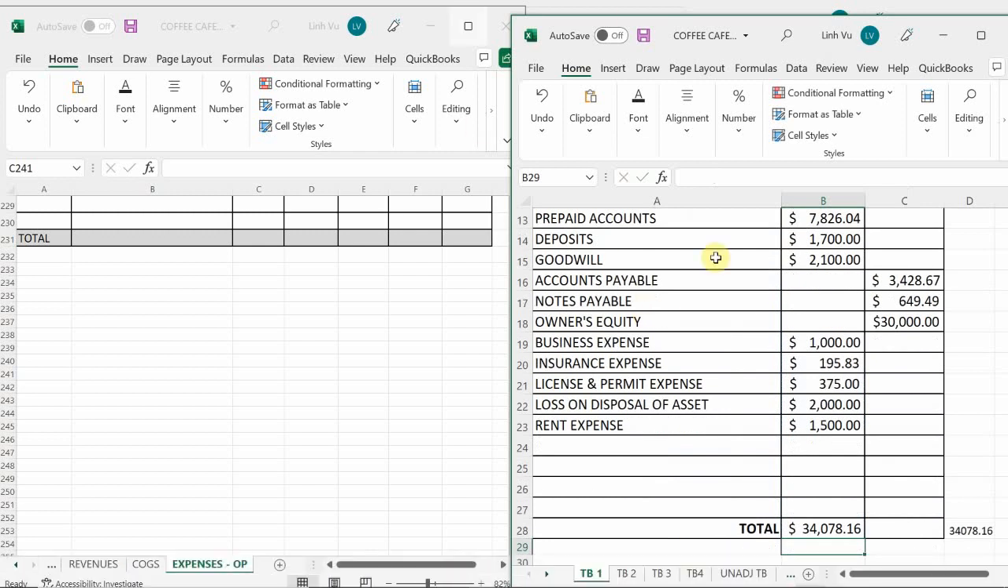Okay, so I got 34.78.16. Is that what you got? Yeah. Perfect. So in this case, 34.78.16, 34.78.16. So that means my total debits match my total credits, and I have a zero balance difference between them. That means when I did my accounting, I did it correctly and accurately.